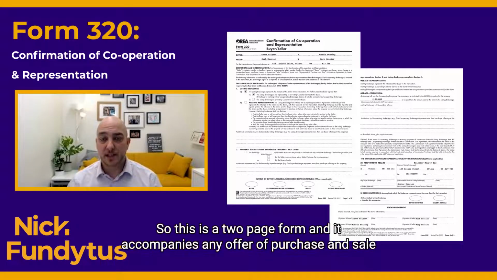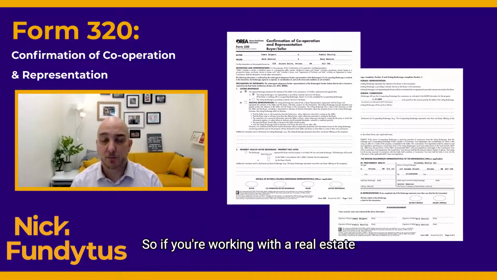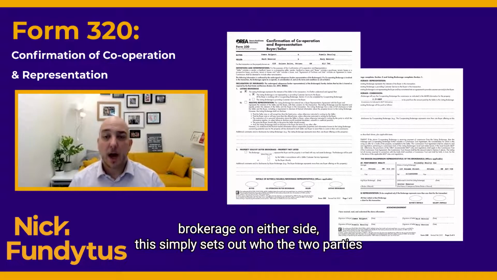That's Form 320 that the Ottawa Real Estate Board and the Ontario Real Estate Association use. So this is a two-page form, and it accompanies any offer of purchase and sale, or leases as well, if you're doing them with organized real estate. So if you're working with a real estate brokerage on either side.